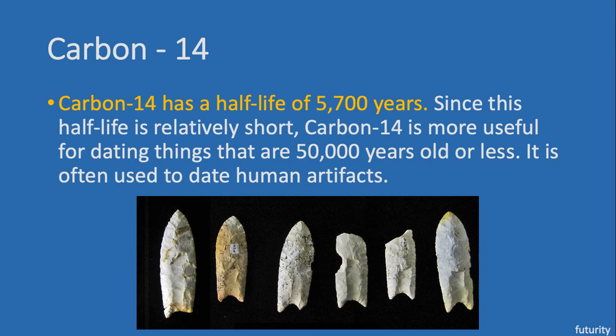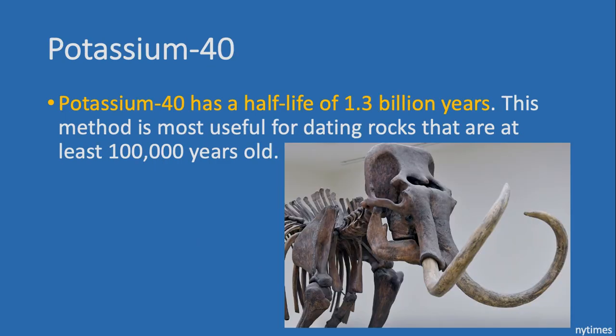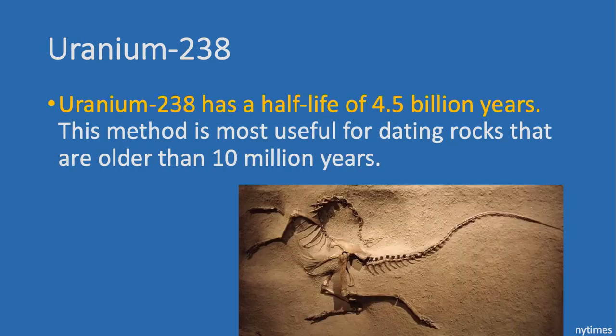If it's carbon-14, there's a half-life of 5,700 years. This half-life is relatively short compared to other half-lives that are used for dating rocks. Carbon-14 is most useful for dating things that are 50,000 years old or less. It is often used to date human artifacts. Potassium-40 has a half-life of 1.3 billion years. This method is most useful in dating rocks that are at least 100,000 years old. And uranium-238 has a half-life of 4.5 billion years. This method is most useful for dating rocks that are older than 10 million years old.